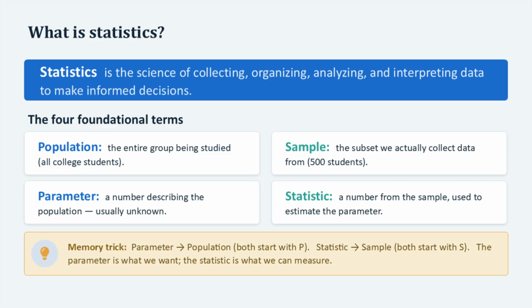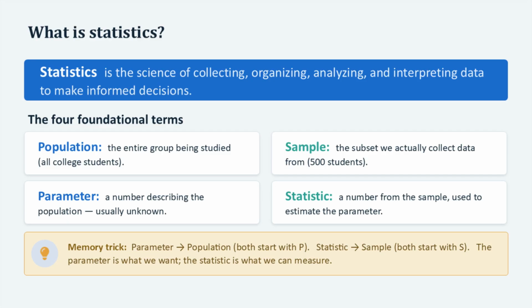Finally, we have the statistic. A statistic is a number we calculate from our sample. So if I take those 500 students and calculate their average GPA, that average is a statistic. And then we use that statistic to estimate the parameter we cannot directly observe.